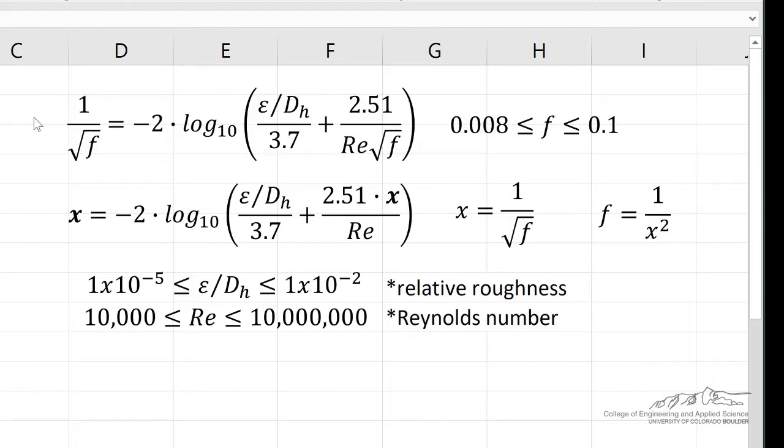Relative roughness is typically between 1 times 10 to the negative 5 and 1 times 10 to the negative 2. The Reynolds number is typically between 10,000 and 10 million, at least that's what I'm going to assume in this analysis. And the friction factor is generally between 0.008 and about 0.1.